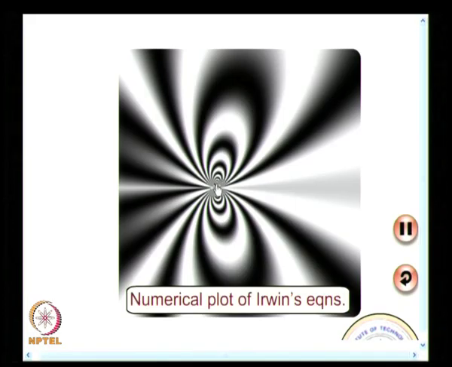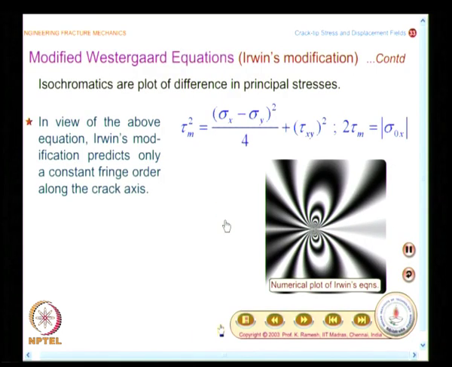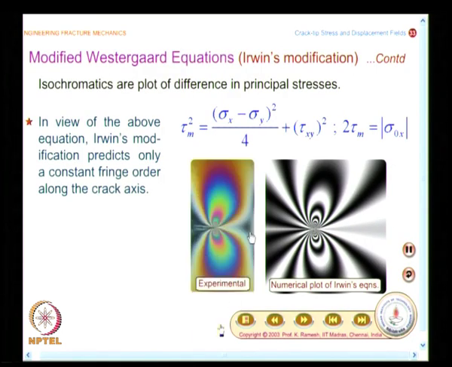We would also see the experimental fringe pattern. So, this matched very well with the analytical equation by just adding a term sigma naught x. But if you look at what happens along the crack axis, when you look at the expression for maximum shear stress, tau squared maximum shear stress is equal to sigma x minus sigma y whole squared divided by 4 plus tau xy whole squared. This gives you a constant value of maximum shear stress.